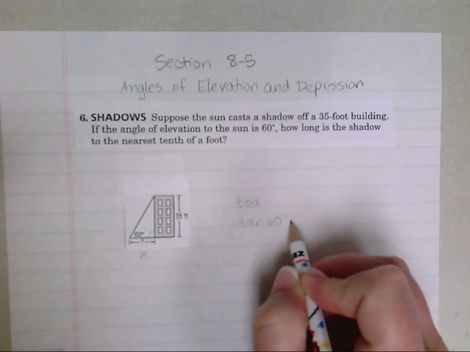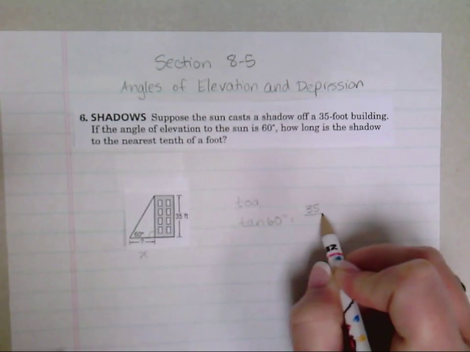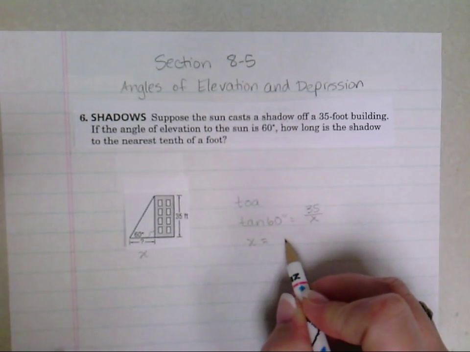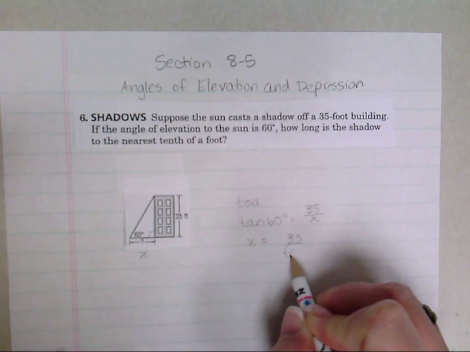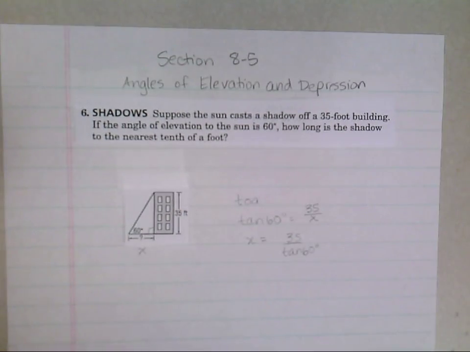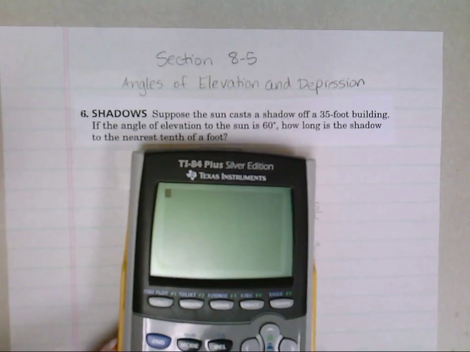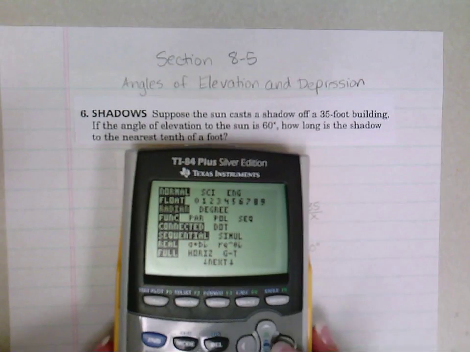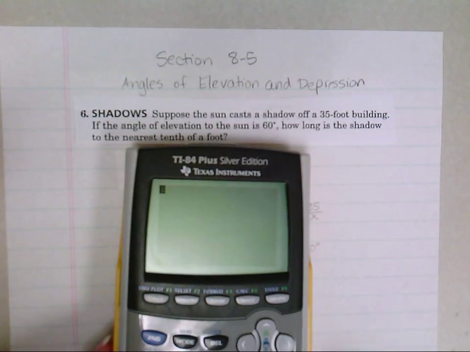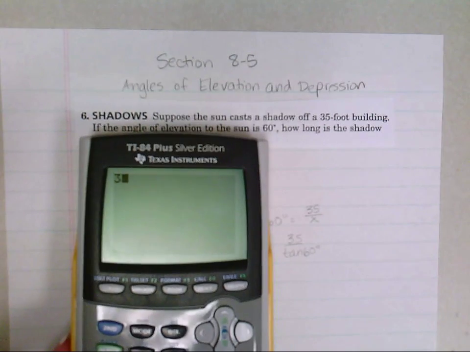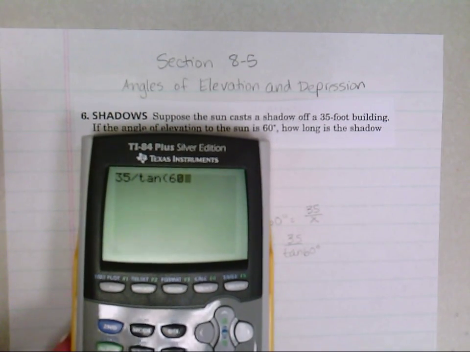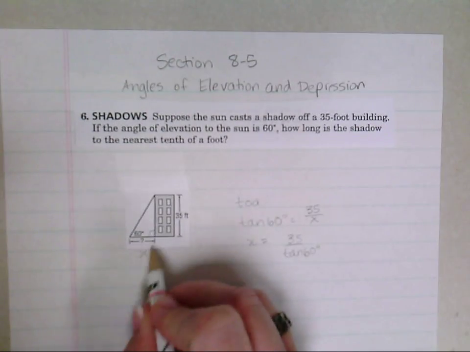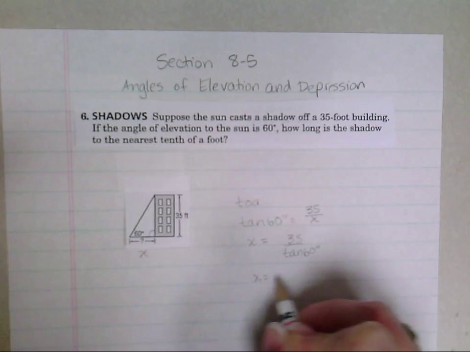So the tangent of 60 degrees is equal to the opposite, which is 35 feet, over the adjacent. If you rearrange the formula, you'll get that x is equal to 35 divided by the tangent of 60 degrees. Whenever you're solving anything to do with trigonometry, you want to make sure you're in the right mode. In this case, we want to be in degree mode. If you divide 35 by the tangent of 60 degrees, you'll get 20.2 is equal to x, which is the measure of the shadow, so it's in feet.